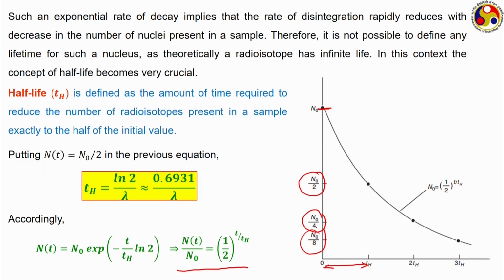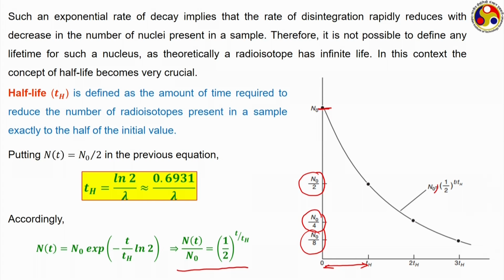And this way the curve becomes more moderate as we move on in time, and the total number of nuclei keeps on reducing exponentially, but it will require infinite time for this number of particles to reach an absolute 0. Here this equality should not be there; actually it is just n naught into half to the power t by T h, as we have already seen in the previous expression.